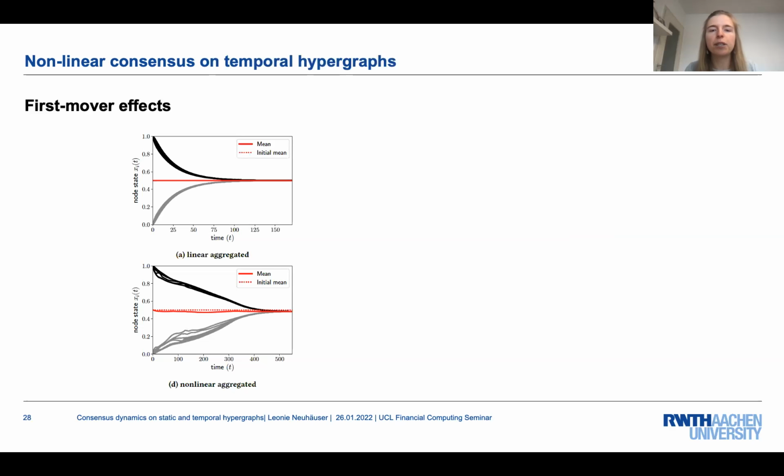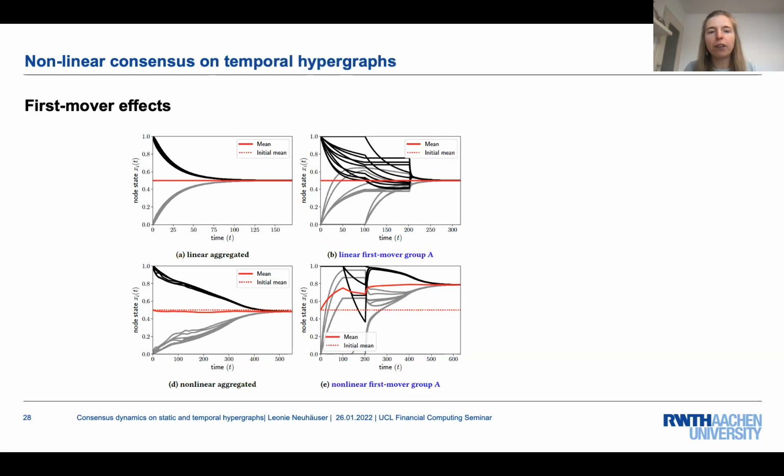Okay, let's first look at the results for the aggregated system. So in the linear case, there's a perfect conservation of the initial mean. The aggregated nonlinear dynamics show a small shift due to the locally different clustering of the three edges, but more or less it's balanced out. But if we now consider a first mover A scenario, the linear case still conserves the mean, but there's a huge shift due to the temporal ordering of the subgroups, which then leads to a first mover advantage of group A.